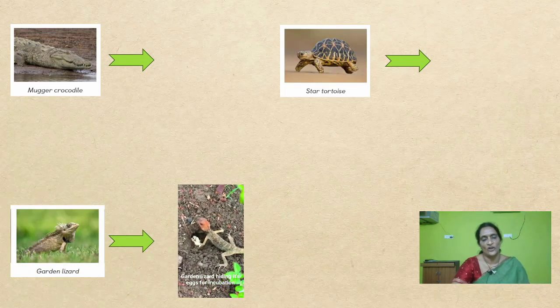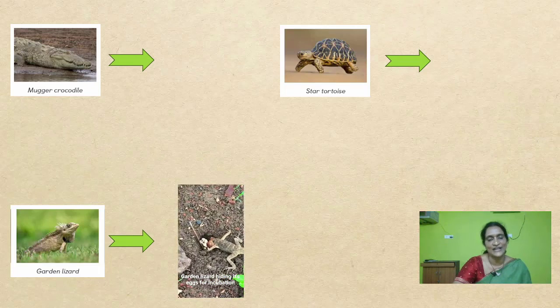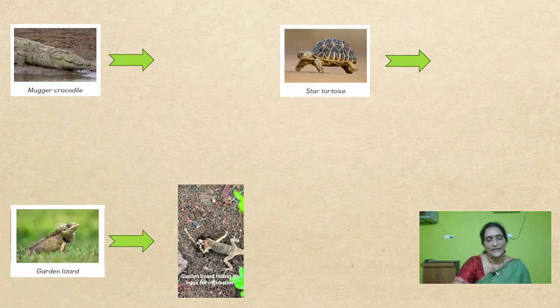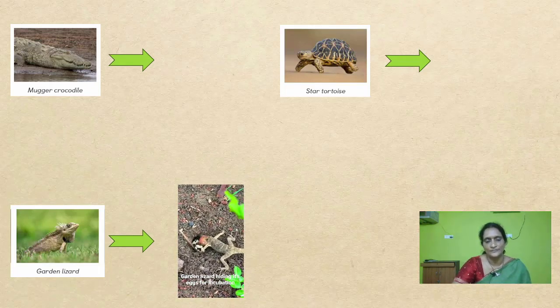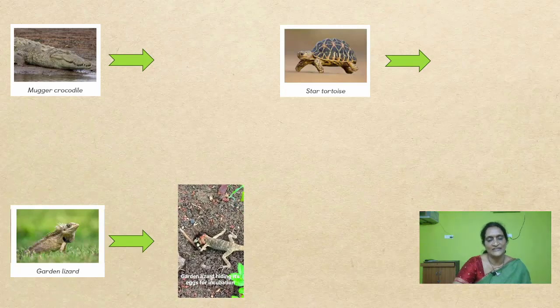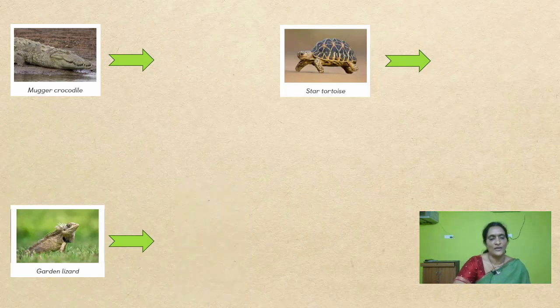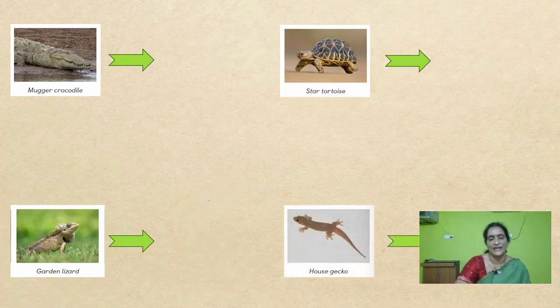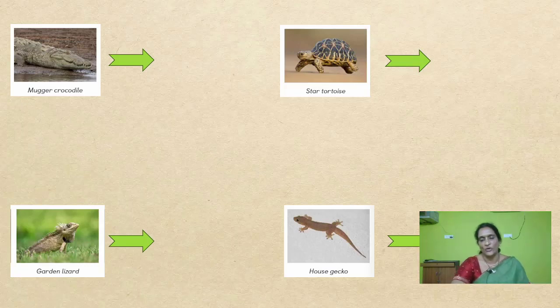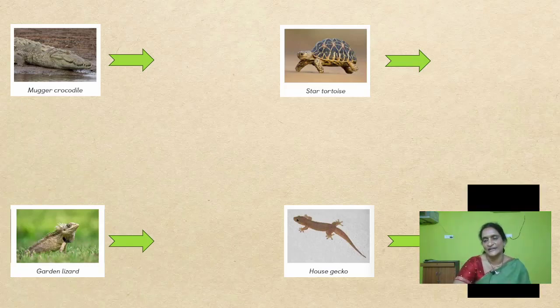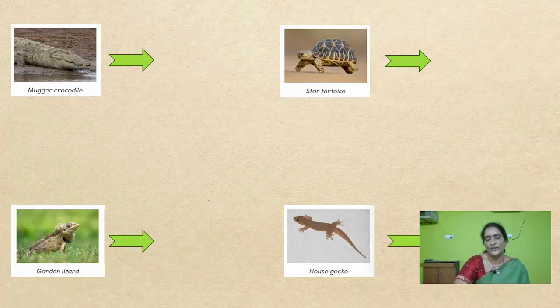Garden lizard, which we see in the garden. It is a vertebrate. It has a backbone. See, it is hiding the eggs. It laid eggs. See how it covers the eggs with mud so that nobody sees them. And house gecko, a lizard we see every day. We call it house gecko. Crocodile, tortoise, garden lizard, house gecko.